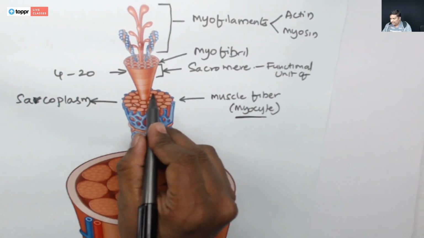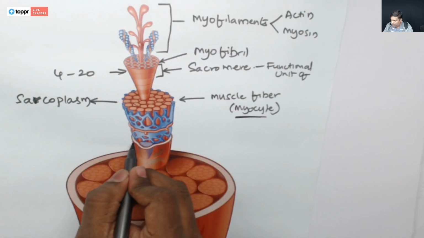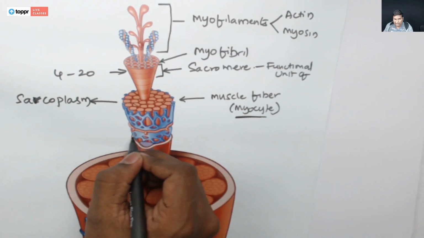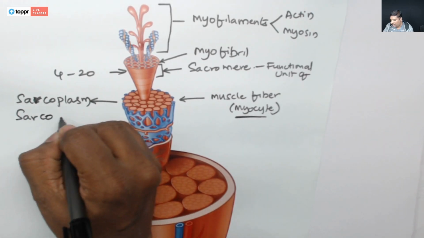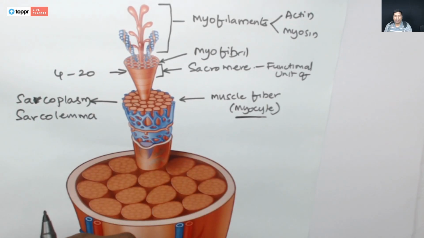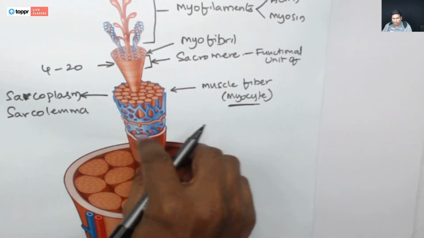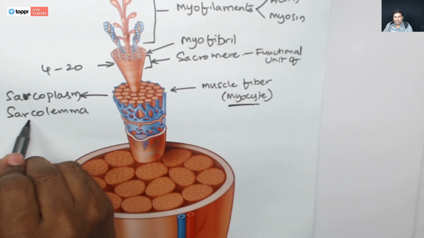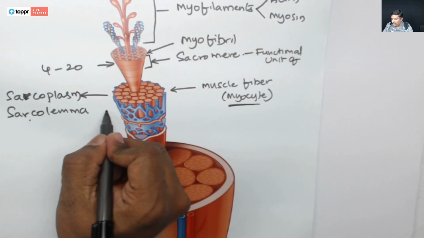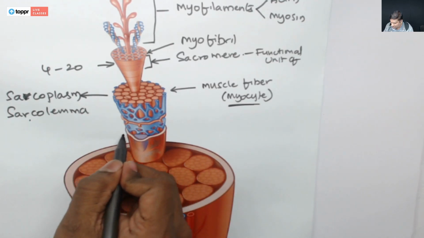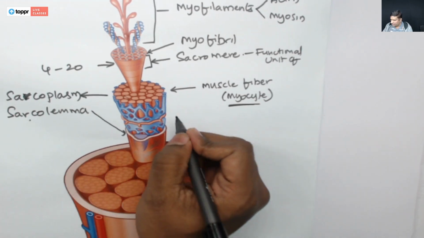So this entire thing is actually filled with your sarcoplasm. And the plasma membrane of the muscle fiber is called sarcolemma. So the entire muscle fiber has a plasma membrane, and that plasma membrane, or plasmalemma, of the muscle fiber is your sarcolemma. Now what else do we see? So here this is your sarcolemma. What else do we see?